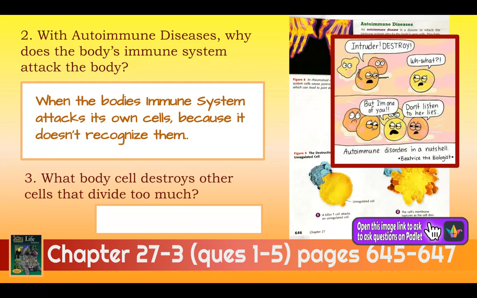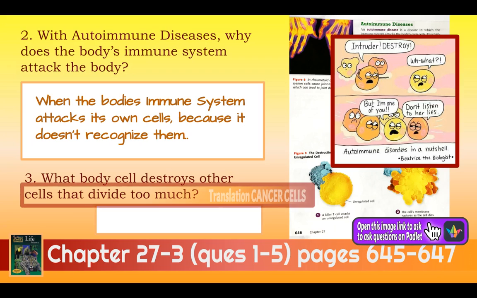What body cell destroys other cells that divide too much? Cells that divide too much is kind of code for cancer. Cells that divide when they shouldn't are cancer cells. And killer T cells, who normally go after infected body cells, also normally remove pre-cancer cells in your body. So there's a couple ways cancer cells are naturally removed. 1, they commit suicide. They're programmed to do it. 2, if they don't do that, your killer T cells go after them. And so to get cancer that we talk about, those 2 things have to fail first.